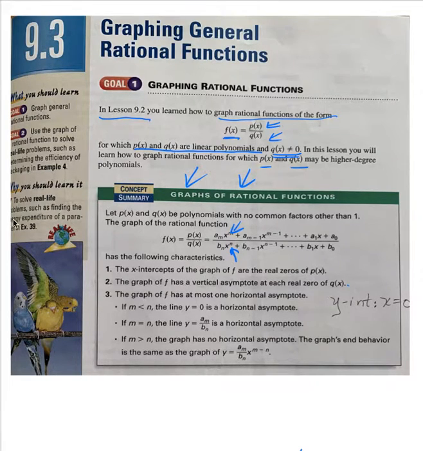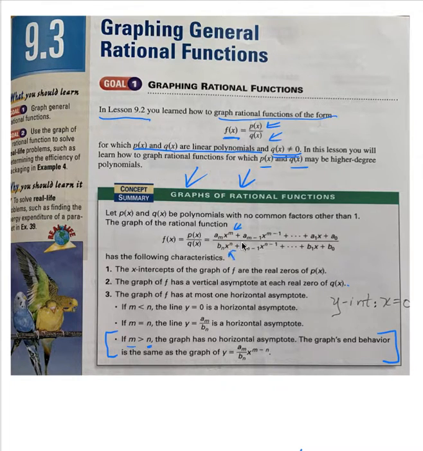Okay, class, I want to finish up talking about this last bullet right here because I got cut off at the very end. All right, so if the highest degree in the numerator is larger than the denominator, then you are going to have no horizontal asymptote. Now, why is that? Well, because this is going to be much bigger than this, and so it's never really going to approach anything.